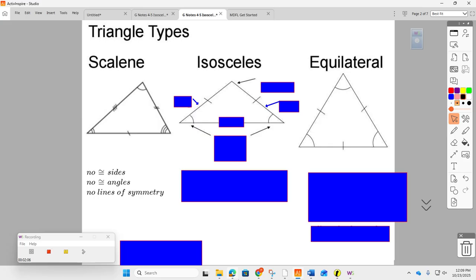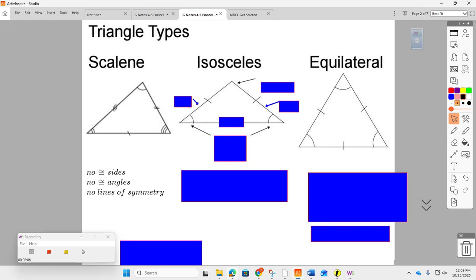So we should know what a scalene triangle is, but scalene triangles aren't going to help us find the measure of a missing angle or the measure of a missing side. That's what we're going to use the special features of an isosceles triangle and the special features of an equilateral triangle for. So basically, the scalene offers no help.